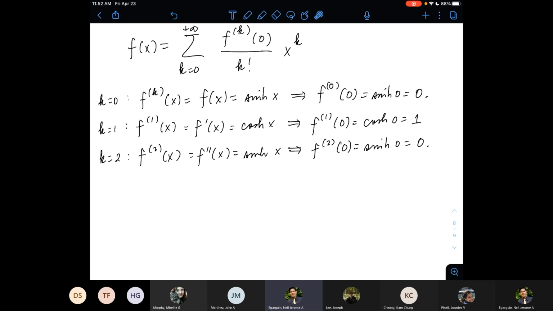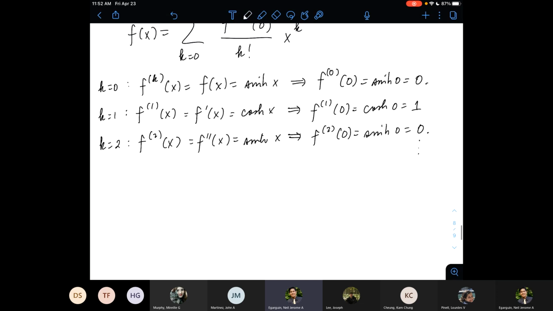And you see that the pattern will just repeat, because here in k equals 3, I'm supposed to take the derivative of sinh, but that will be cosh. And then the derivative of cosh will be sinh, and then the derivative of sinh will be cosh, and so on. So basically, this will just alternate between zeros and ones.